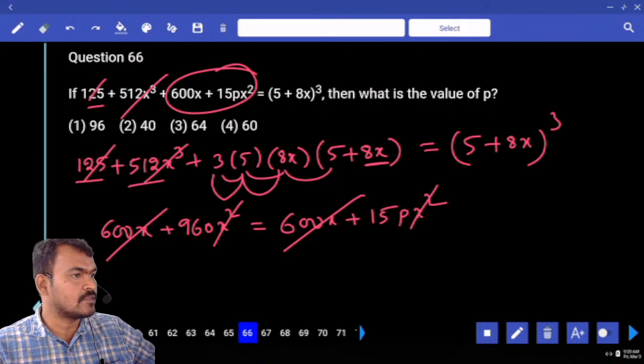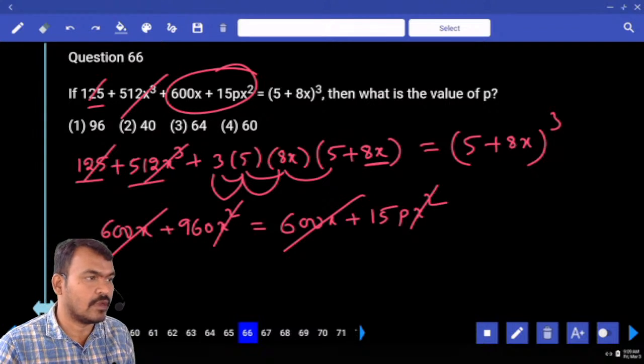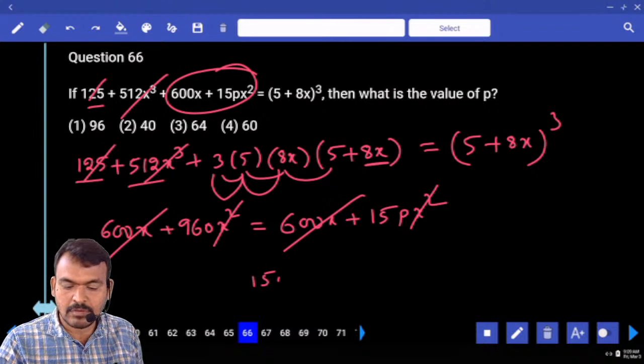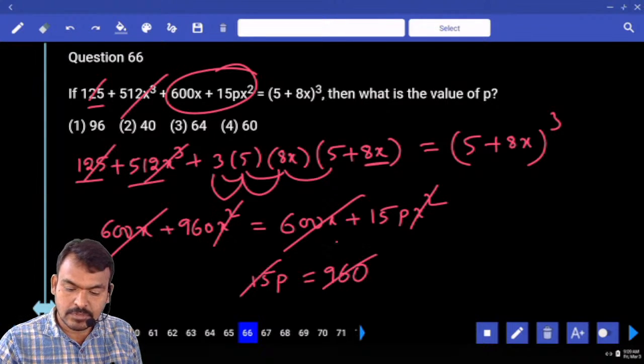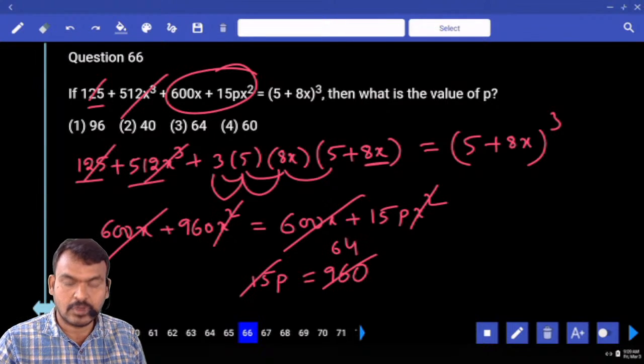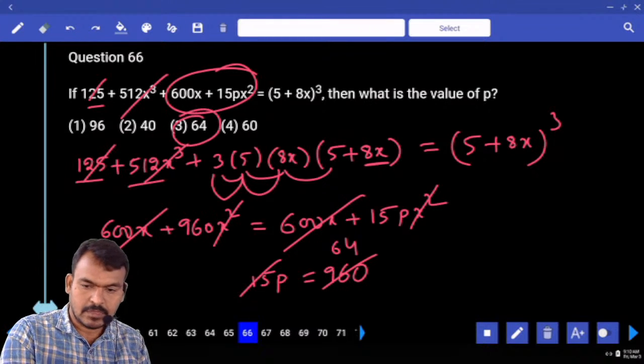Actually 960 x square equals 15p x square. Then 15p equals 960. 15 times 6 is 90, again 4 times. What is the p value? 64.